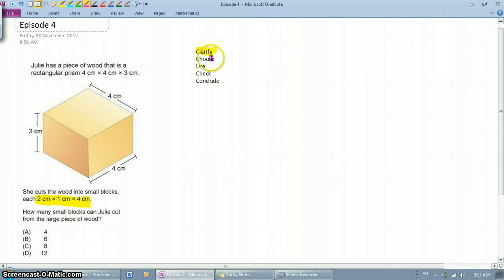Now in terms of choosing a strategy, they've already drawn a diagram for us, so let's work with that one. It'll help us visualize what we're looking at rather than just dimensions. So let's get straight into the views.